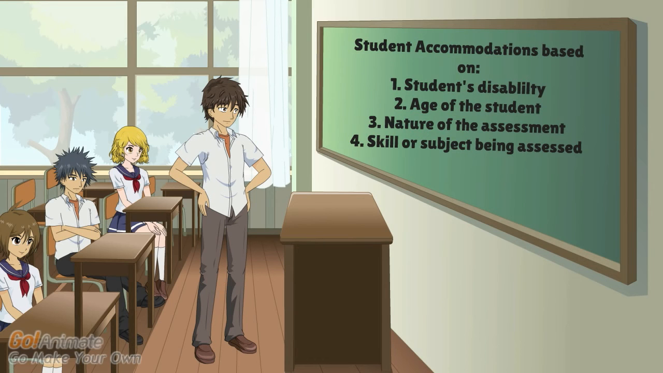Student accommodations. The idea of student accommodations must be present in the minds of assessment makers for an assessment to be effective for those who need such accommodations. Factors to determine an appropriate accommodation include a student's disability, the age of the student, the nature of the assessment, and the skill or subject being assessed. Please refer to Table 11.5 on page 319 if you would like to see the testing accommodations usually given to English language learners and students with disabilities.